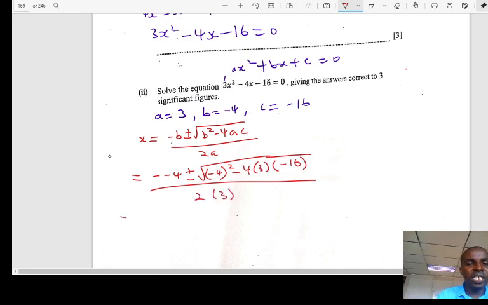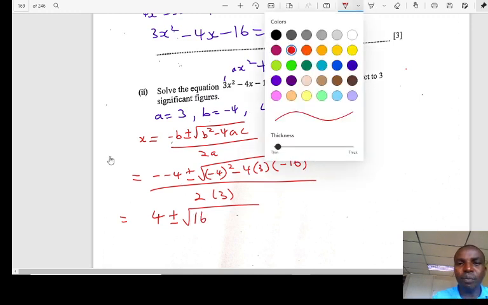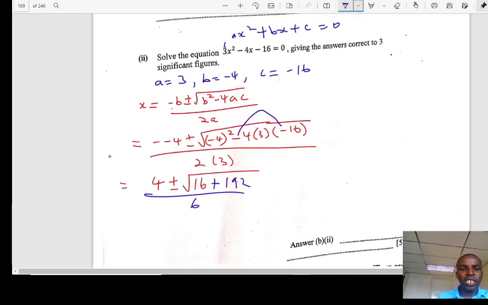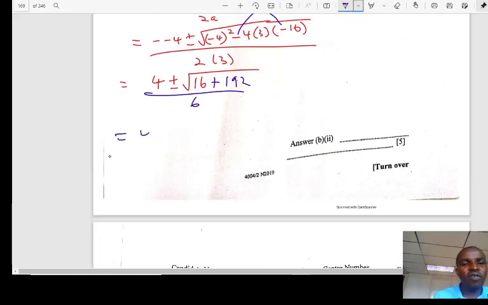Then minus minus becomes plus 4, plus or minus the square root of minus 4 squared, which is 16. Then minus minus here, you get a plus. So 4 times 3 times 16. Don't stress yourself, you have your calculator. Don't think too much. That is 192, over 2 times 3, which is 6. Then after that, it will be 4 plus or minus the square root of 192 plus 16, you get 208.